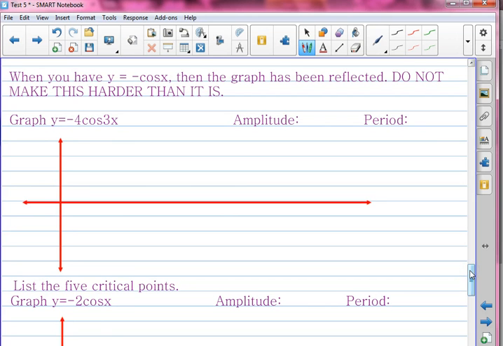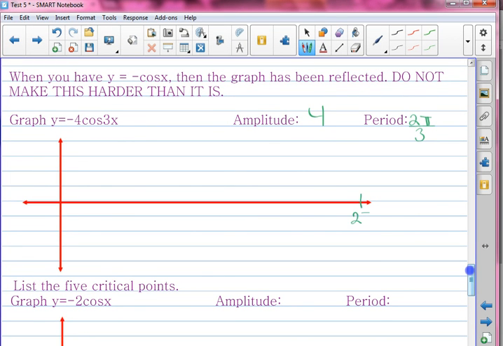All right, when you have y equals negative cosine x, then the graph has been reflected. Do not make this harder than it is. So you'll see what I mean. The amplitude is the number written in front of the cosine, but it's the absolute value. So that's going to be 4. The period is 2 pi divided by the number in front of x. So 2 pi over 3.